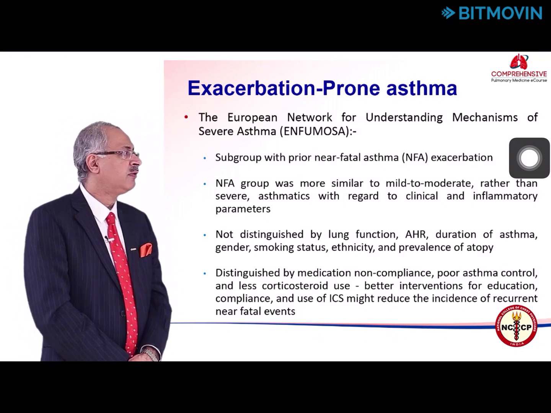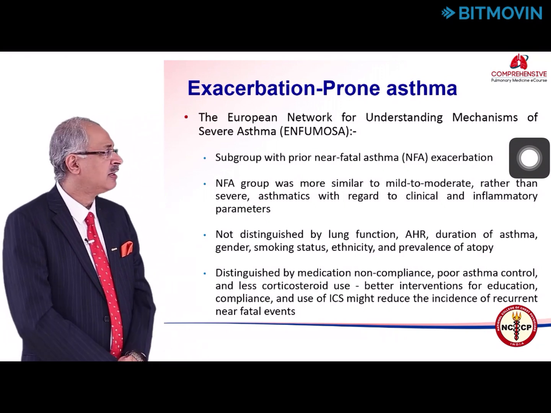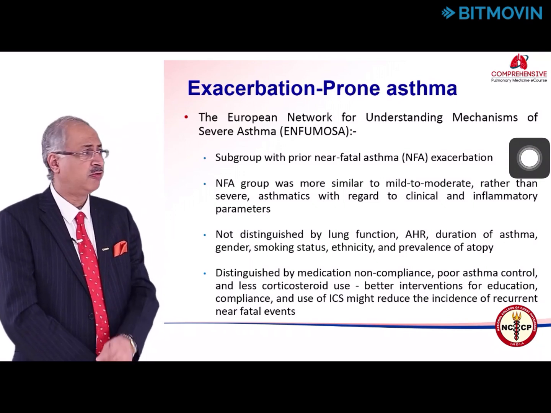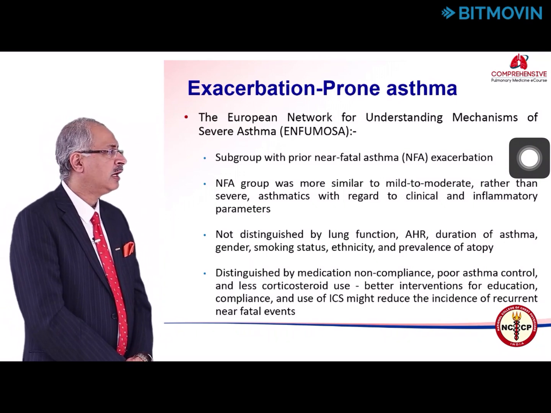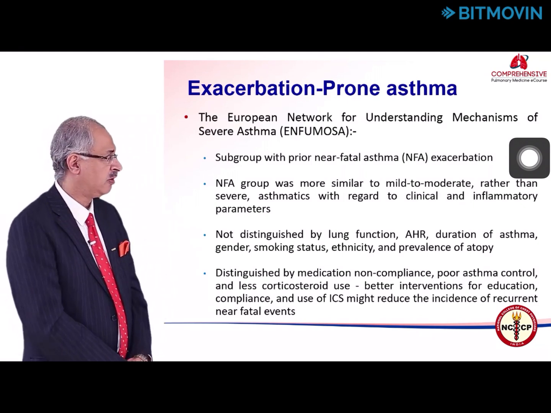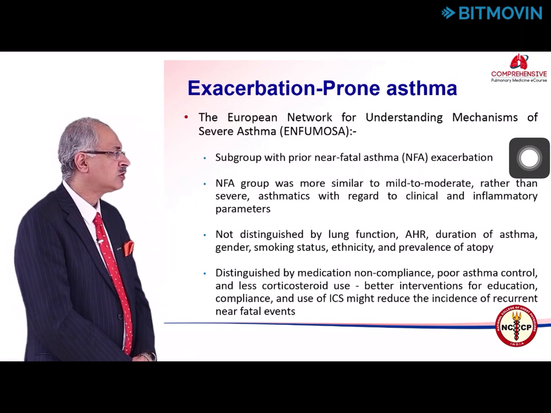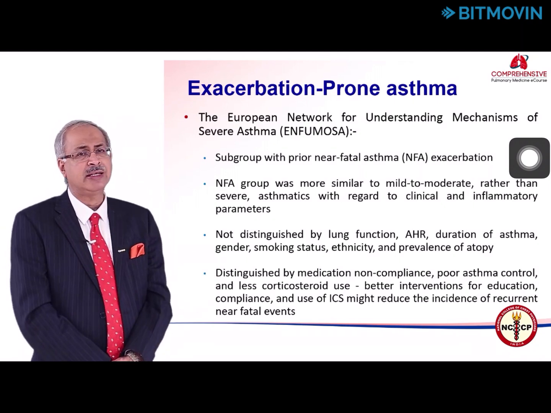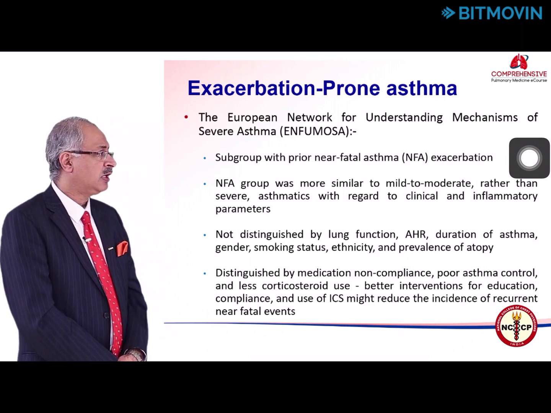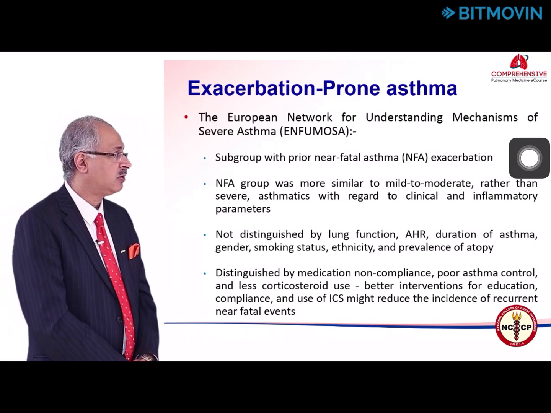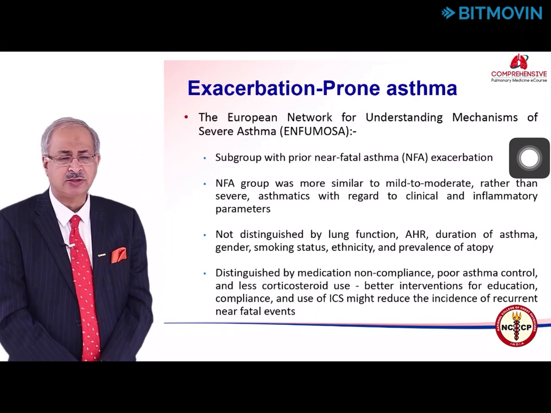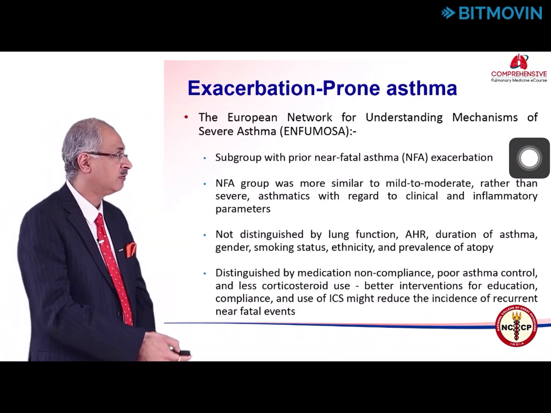In a European network study, they wanted to study the mechanisms. They looked at the subgroup with prior near-fatal asthma exacerbation. What they found was that it was similar to mild to moderate rather than severe asthmatics with regard to clinical and inflammatory features. But what was very important was that it was distinguished by medication non-compliance, poor asthma control, and less use of steroids. Therefore, interventions like education, compliance, and more prescription of inhaled corticosteroids are going to reduce the incidence of recurrence.